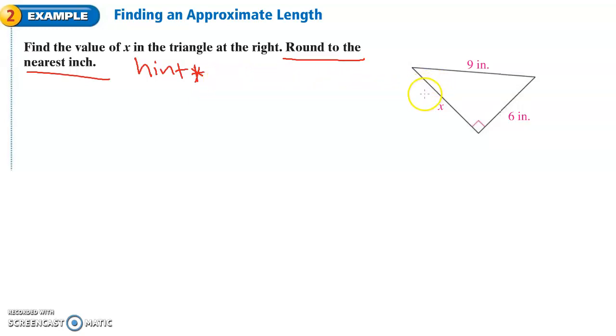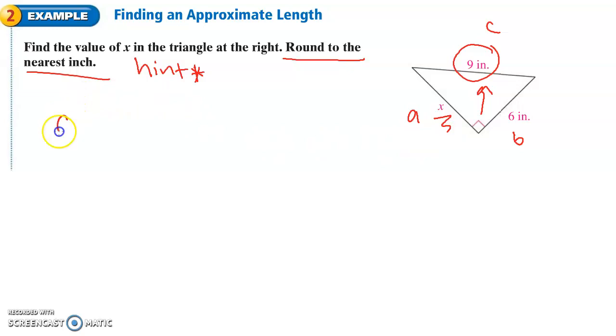We have to figure out what sides they give us and what sides we have to solve for. First thing I want to identify is the hypotenuse. And the hypotenuse is going to be this guy. How do I know this is the hypotenuse? It's opposite from the 90-degree angle. That means that this side is going to be A and this side is going to be B. And we're going to try to solve for A.